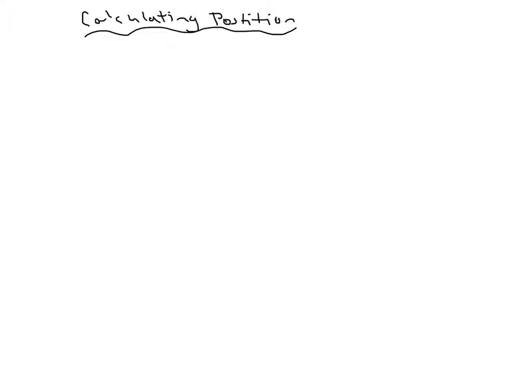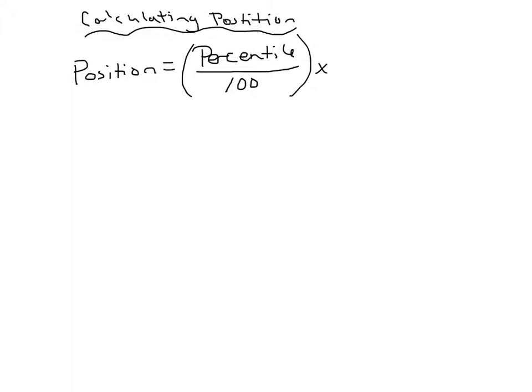Calculating position works like this. The position equals percentile over 100, times the total number of values. So it's basically the same formula, just the reverse of it. You can figure out one from the other. This is going to tell you where that value happens.